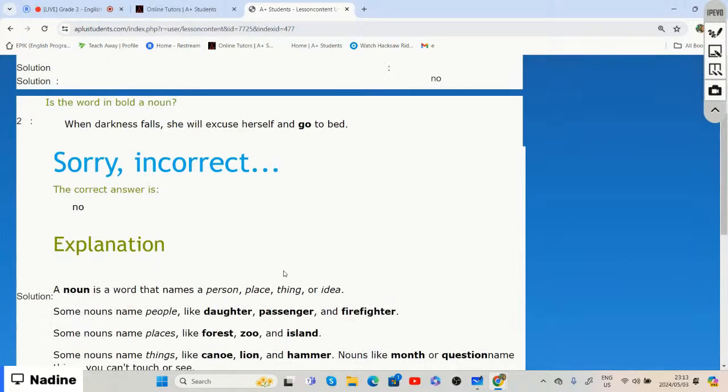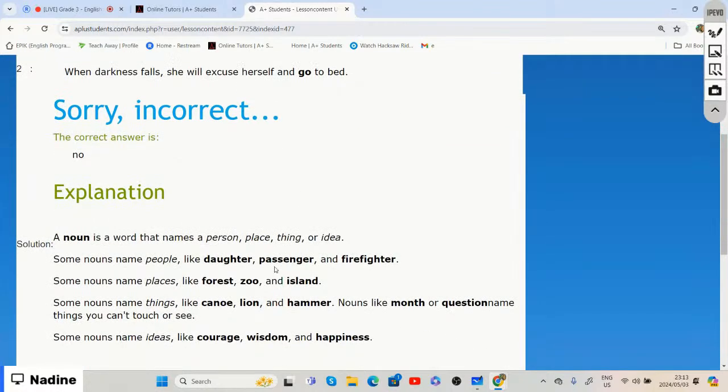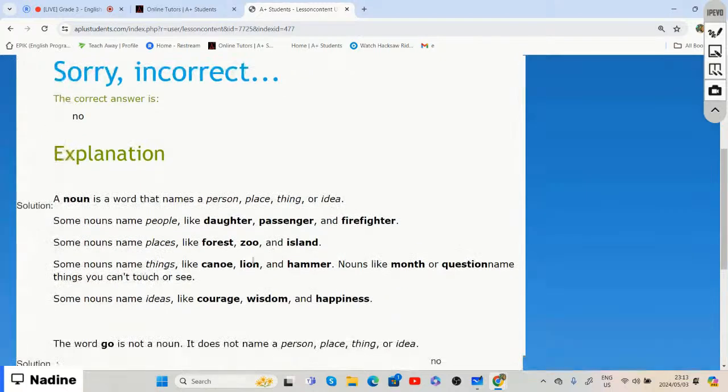All right. So now, once again, right, we see a noun is a word that names a person, place, thing, or idea. We have nouns that name people. So even if we just say boy, girl, mother, father, firefighter, teacher, daughter, those are all general nouns that name people, right?